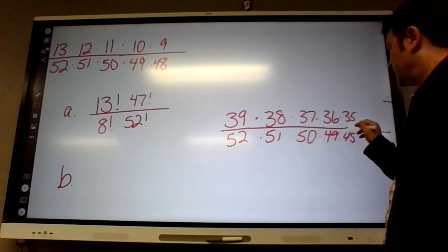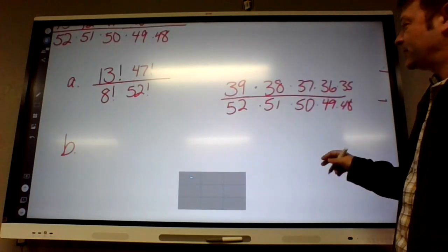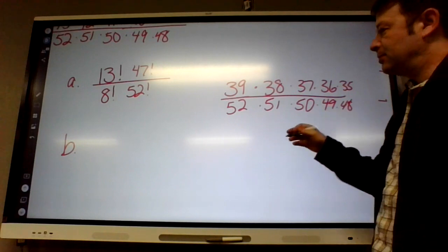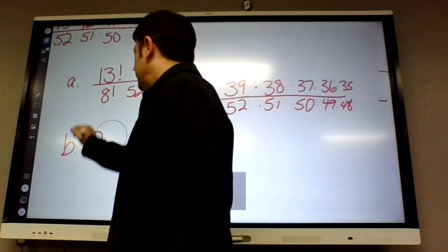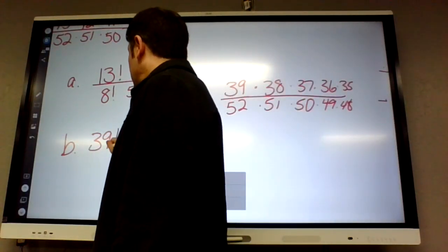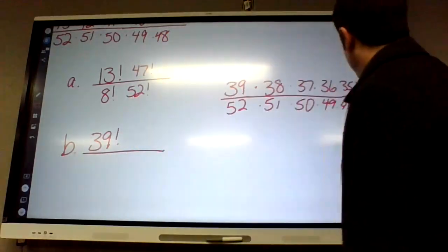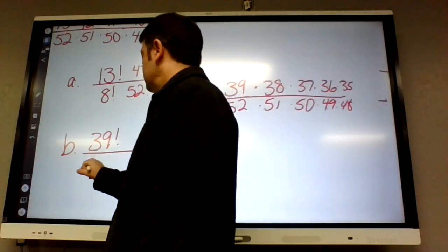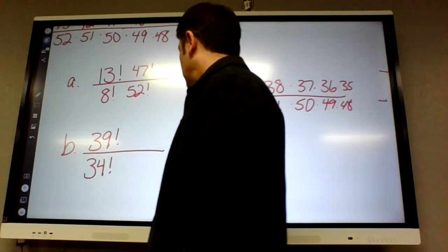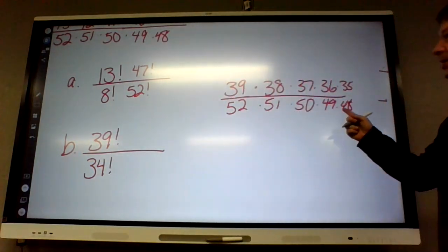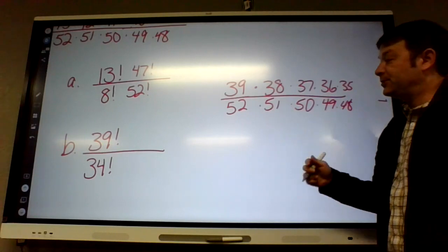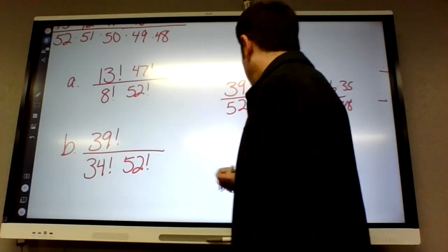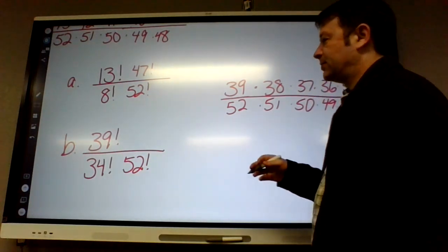Alright, so how do we write that in factorial form? The top would be 39 factorial, and we're taking out 34 factorial. The bottom is 52 factorial, and we're taking out 47 factorial.